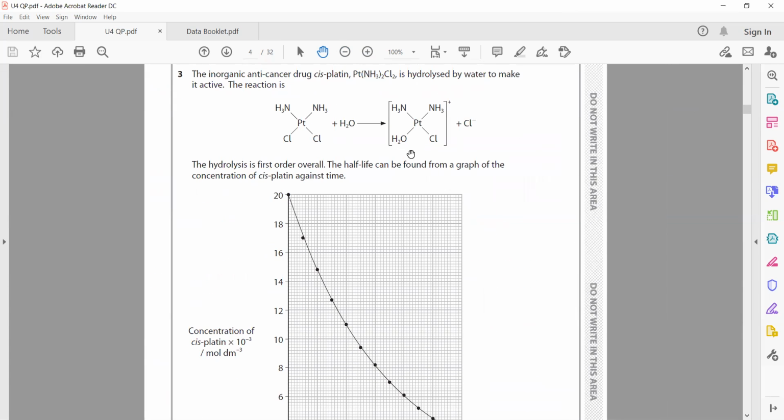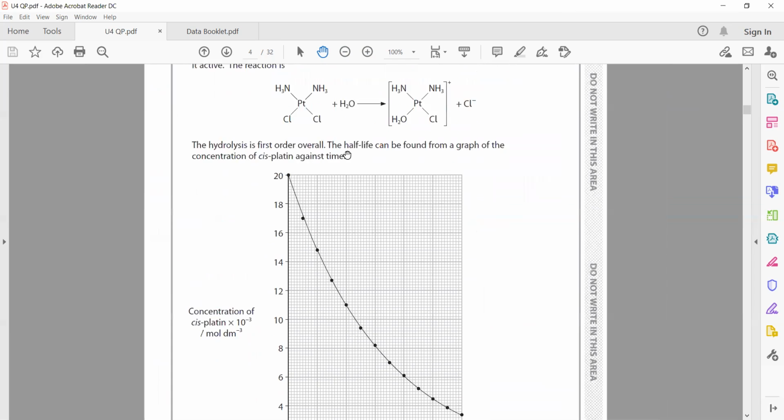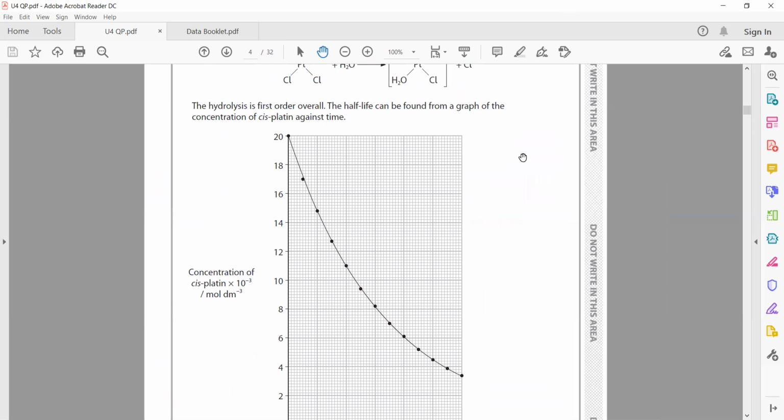So the inorganic anti-cancer drug cisplatin, Pt, and the formula, is hydrolyzed by water to make it active. The reaction is shown. The hydrolysis is first order overall. It means if you double the concentration, rate will double. If you triple the concentration, rate will triple. And the half-life for a first order reaction is constant. So half-life can be found from the graph.